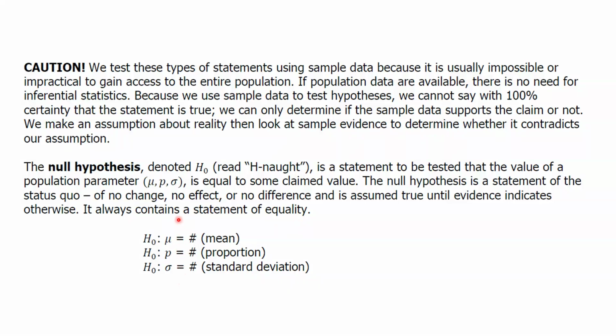Okay. Some examples could be the new drug has no effect. So that would be mu equals the mean. Or the defendant is innocent. A person equals innocence. The coin is fair. So that means our p would equal 0.5. The average hasn't changed from what it used to be. Okay.